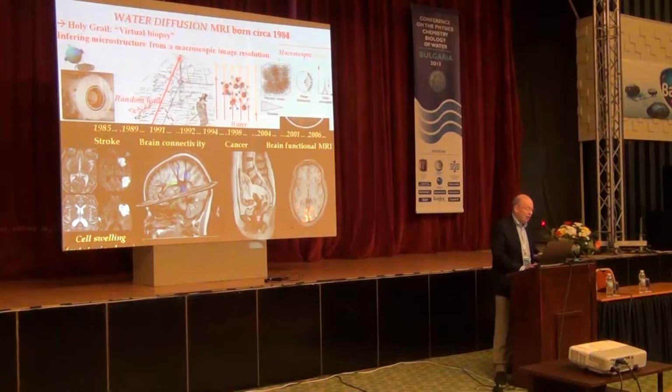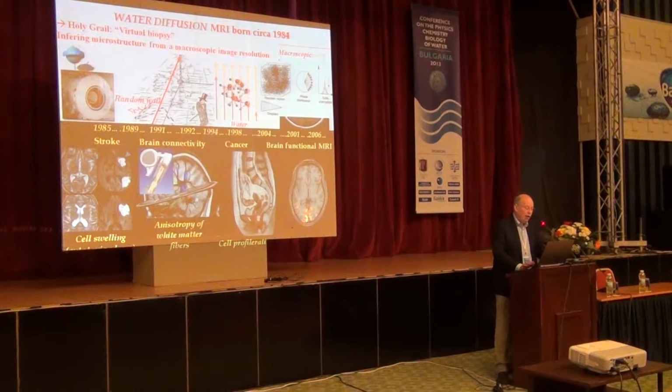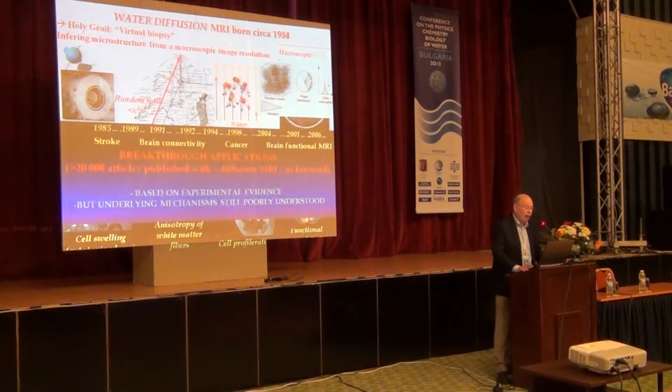So it seems that cell swelling or anisotropy of water in white matter in the brain and cell proliferation and so on are somewhat responsible for what we see, so that's what I'm going to show you. But the main point I'd like to make is that there are about 20,000 articles published using diffusion MRI. If you search diffusion MRI in Google Scholar, it's huge. It's used every day in many, many fields. But the mechanisms are still poorly understood. So just to show you that sometimes even if you can't understand something, it doesn't mean that something is not useful. I think it's something I learned recently.